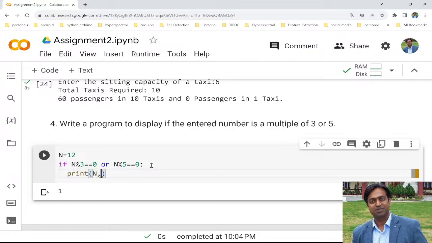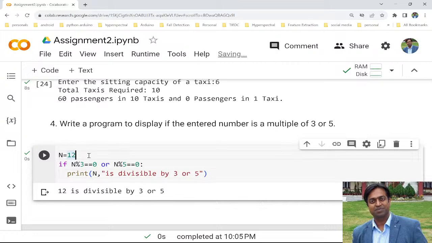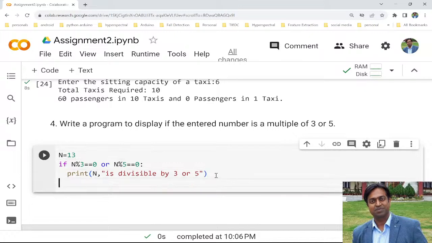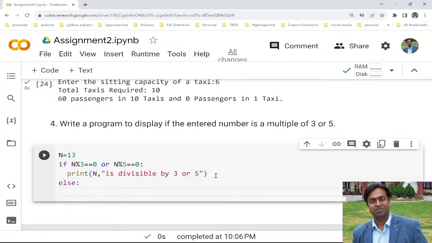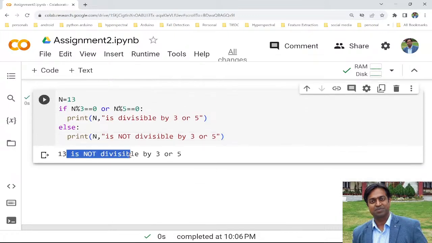n is divisible by 3 or 5, right? So let me execute this. You can see when n is 12, it is writing divisible by 3 or 5. If I put 13, then nothing is printed. So let me put an else statement over here, and in else I will simply copy this and add is not. If I execute this, it prints 13 is not divisible by 3 or 5.